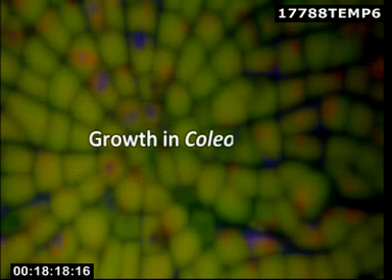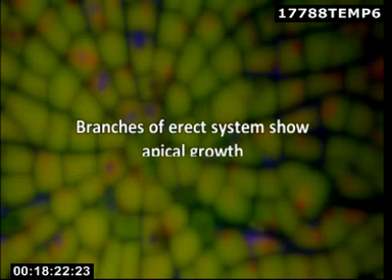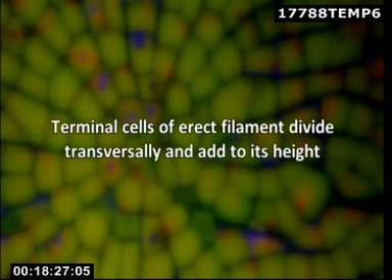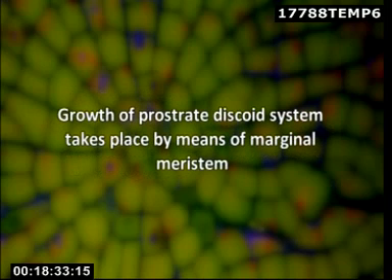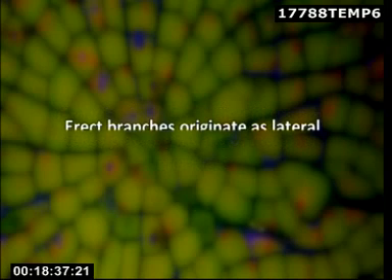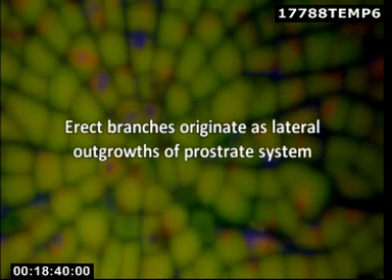Now let's discuss growth in Coleochaete. The branches of erect system show apical growth. The terminal cells of the erect filament divide transversely and add to its height. The growth of the prostrate discoid system takes place by means of a marginal meristem. The erect branches originate as lateral outgrowths of the prostrate system.